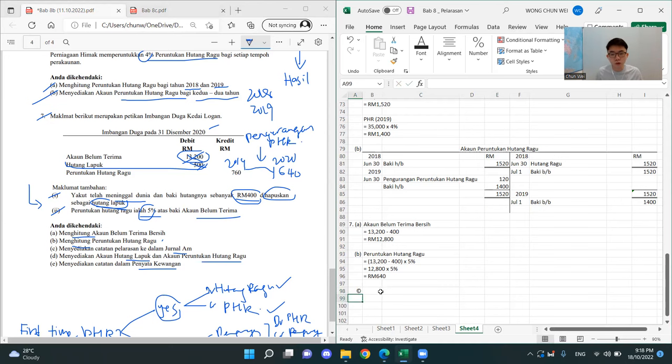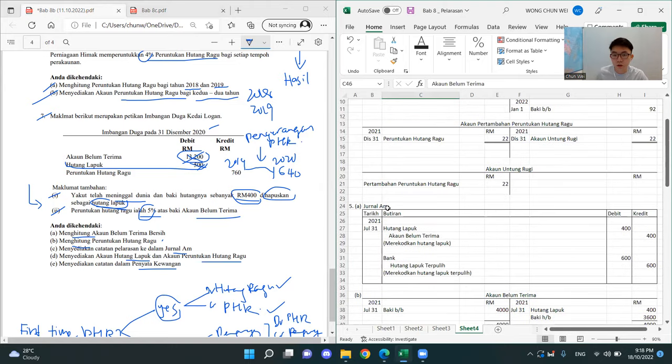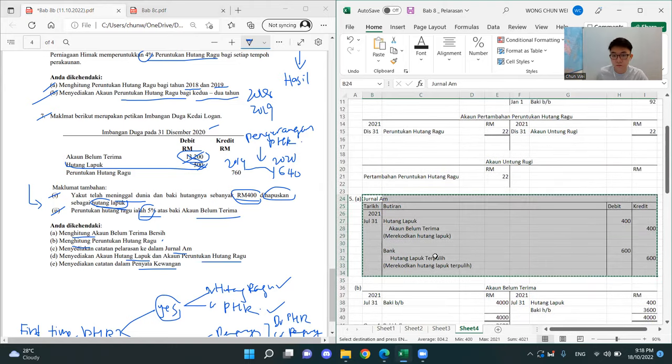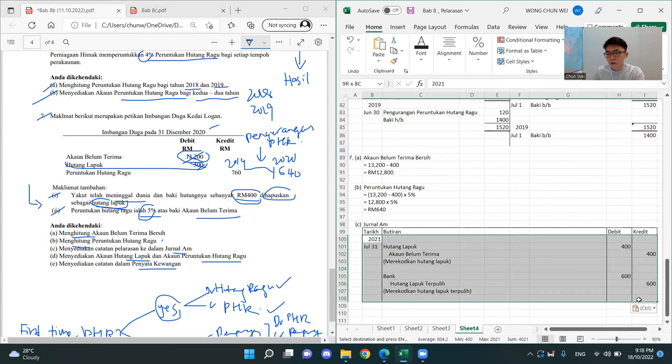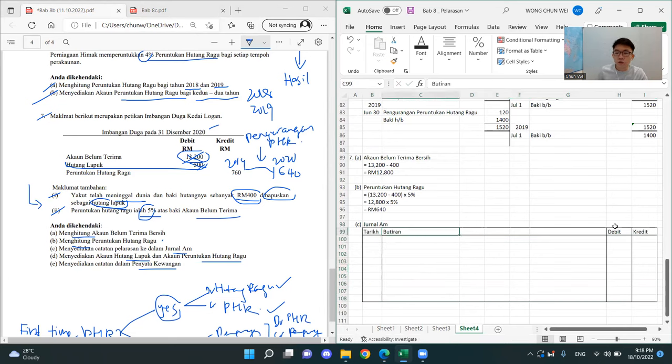C. So C is to do the general arm for the pelarasan. So very simple, isn't it? It's almost the same thing from the top. So you put the journal arm, put in the tarikh, butiran, debit, credit, lepas tu you draw the box, then for the tarikh, then put the year, ringgit Malaysia, then what is the date, December 31st, okay, make sure all this information is in the journal arm. All right, all this format.